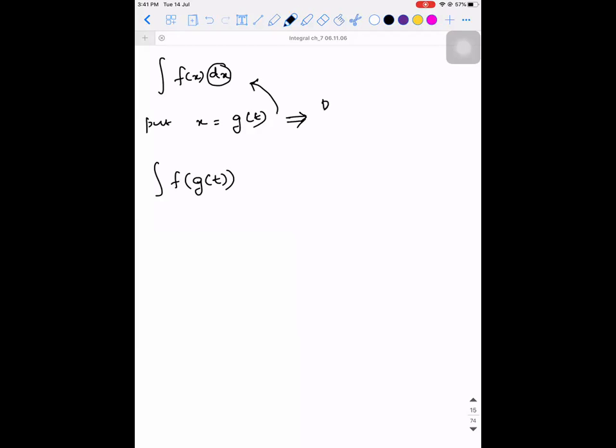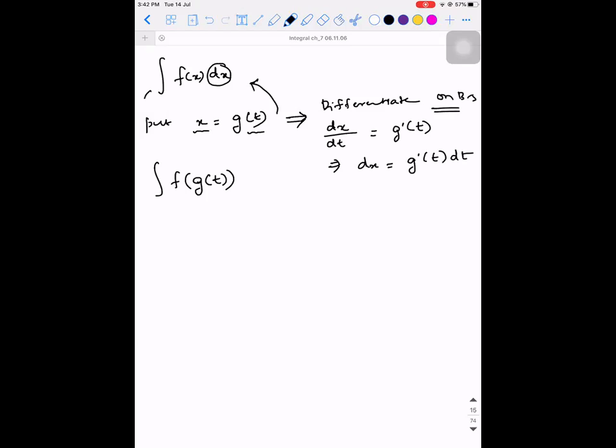Then differentiate on both the sides. So when I say differentiate on both the sides, the immediate question you should ask me is differentiate with respect to what? I need to differentiate the left-hand side with respect to what? With respect to t. So if I do that, dx by dt will be equal to g dash of t. I hope you're able to understand this. Which implies dx will be equal to g dash of t into dt.